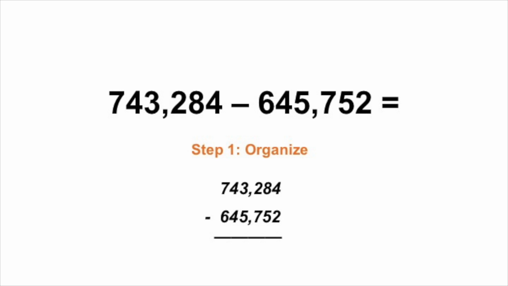So where do we start, guys? 100,000s? No, ones. Well done. Always start the calculation, whether it's addition or subtraction, at the lowest value, the ones. And now we're ready. 4 minus 2 equals 2. Okay, so that's the ones. Now for the tens. 5 minus 2 equals 3. Now 2 minus 7.